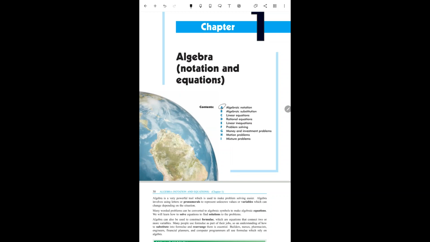Topic A is algebraic notation. B, algebraic substitution. C, linear equations. D, rational equations. E, linear inequations or inequalities. F, problem solving. G, money and investment problems. H, motion problems. I, mixture problems.